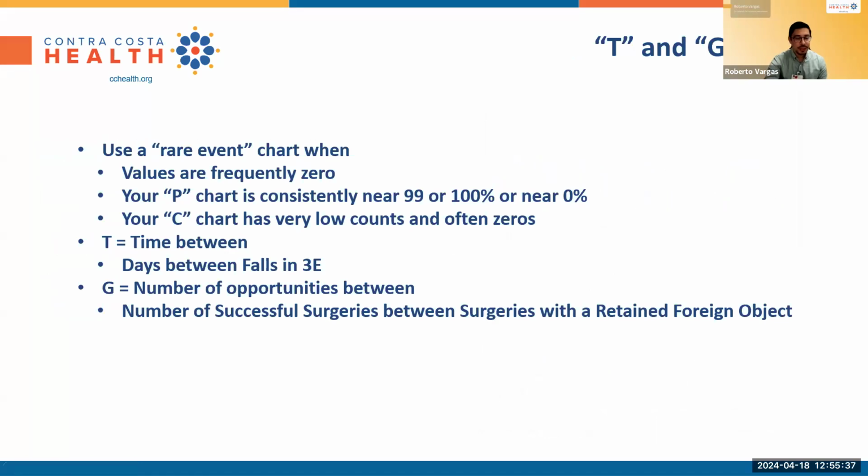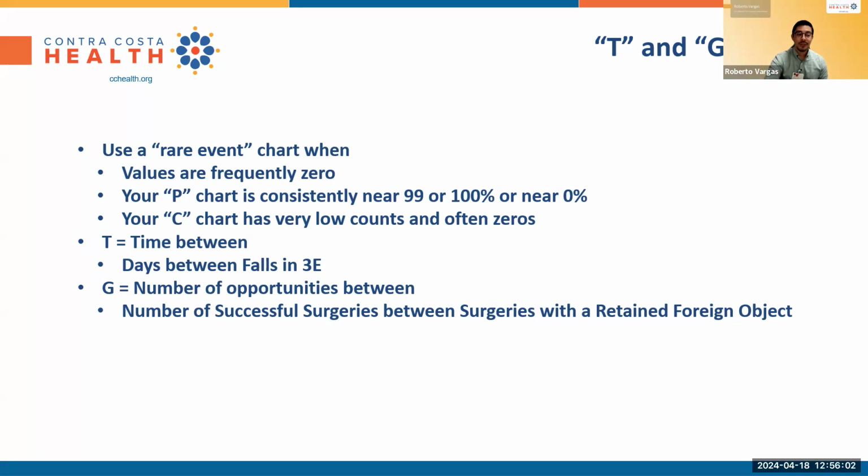And G is a little different, and this is more so talking about opportunities between events. So, number of successful surgeries between surgeries with a retained foreign object. Oh my goodness, you know what that one is. Something gets left behind in someone when the surgery happened. We don't want that to happen. It should be a rare event. And well, how many surgeries happen between events?